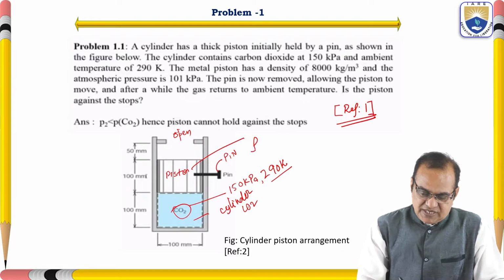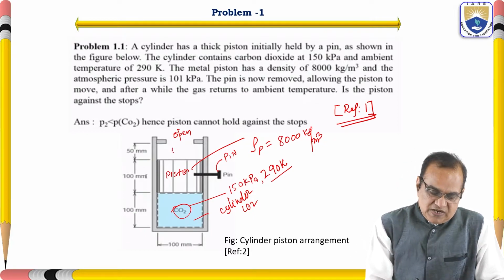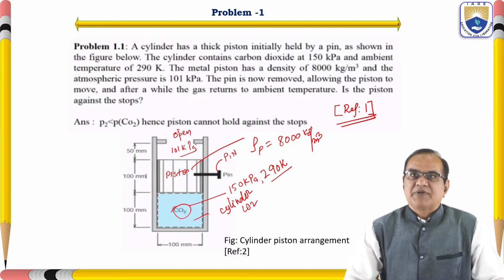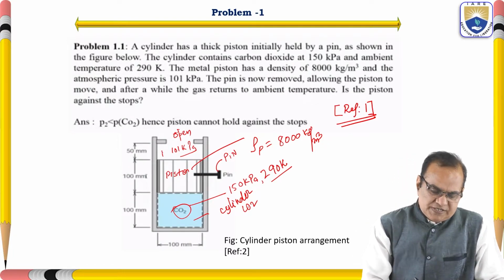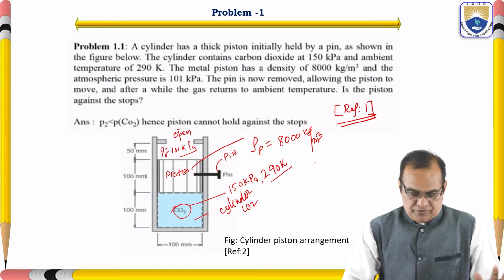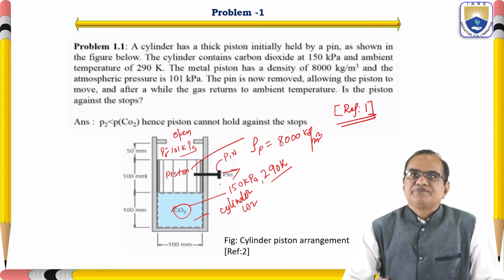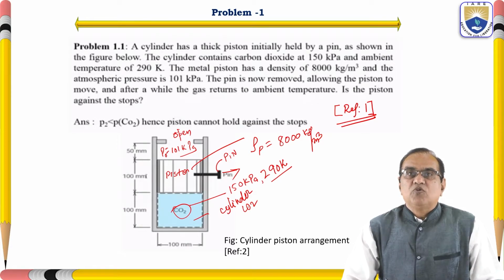So the density of the piston is given as 8000 kg per meter cube, and the atmospheric pressure is 101 kilopascal. This is the atmospheric pressure, P naught. The pin is now removed. So after this, we have removed the pin, allowing the piston to move.